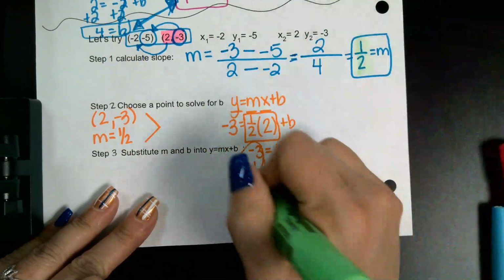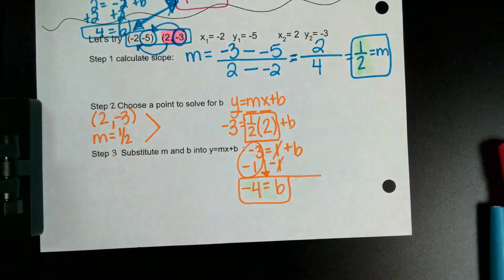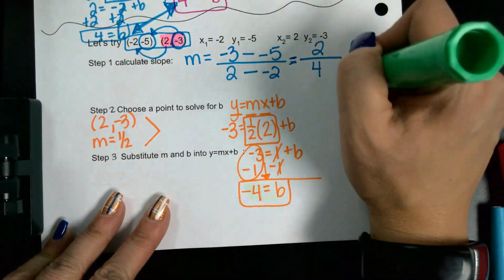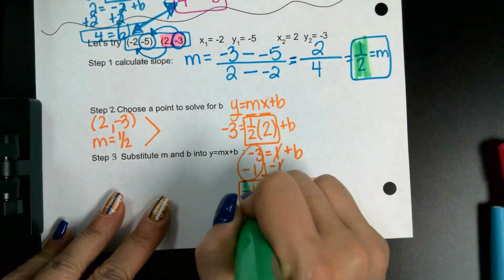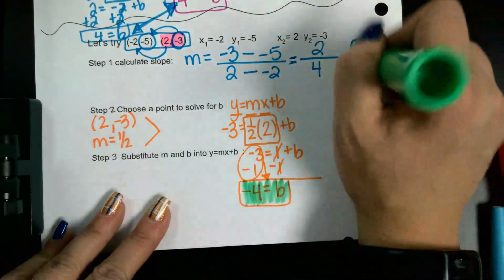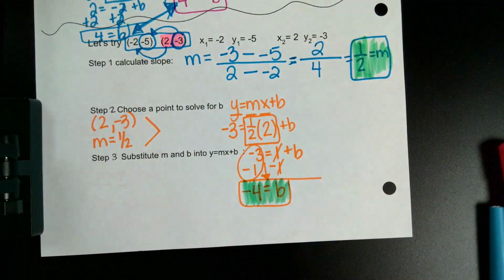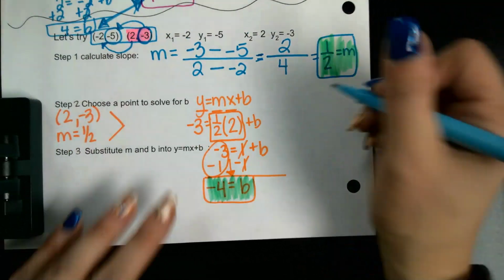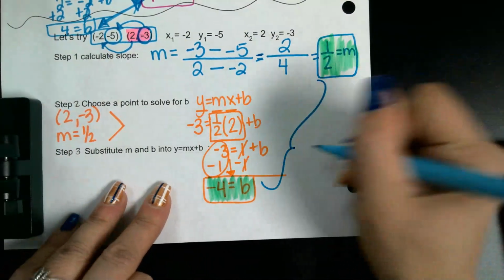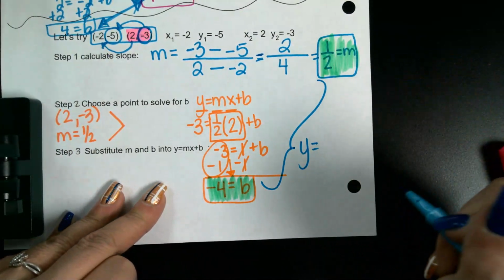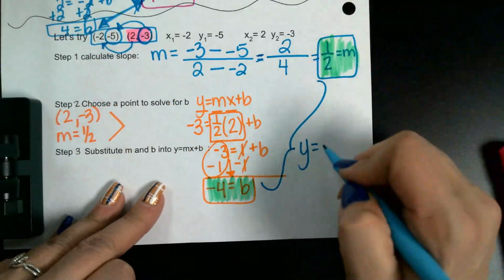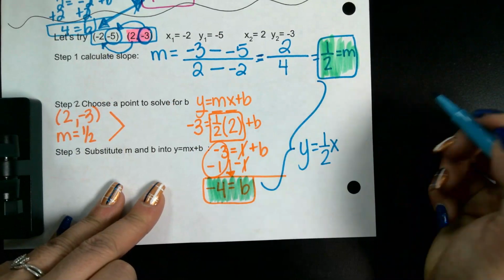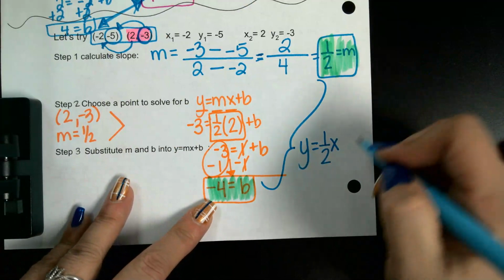Now remember, you can't just stop there. That is not your final answer. Your final answer will involve the slope and the intercept that we just found. So we have to just finish with the final equation. So all I end up doing is I just take this and this, y equals, slope goes first, so 1/2, put an x on it, and then we're going to finish with the -4.